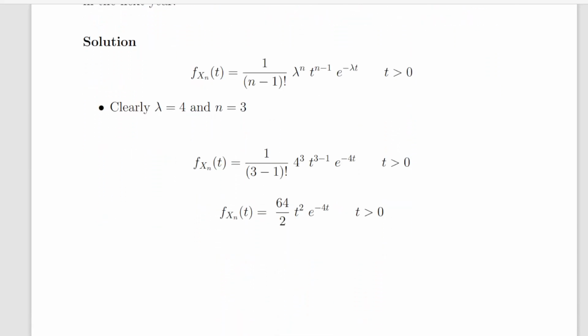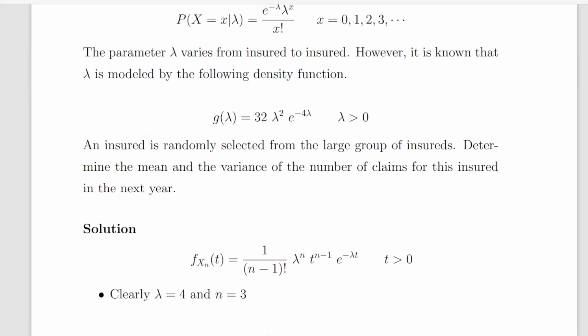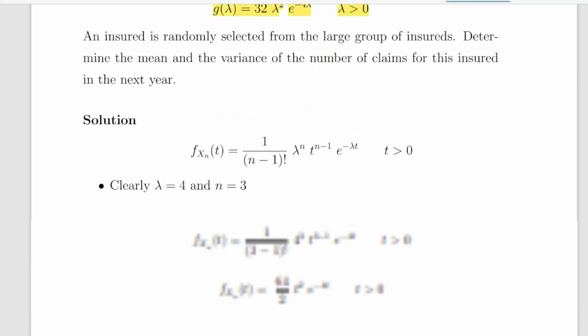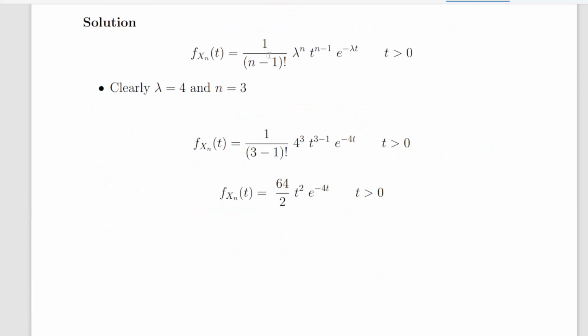Okay, so what we have to do there is check that this random variable lambda, does it have a gamma distribution? Okay, so obviously it does, because that's the whole point of the question, but what we have to do is double check it there. So g of lambda equals 32 times lambda squared times e to the minus 4 lambda, where lambda is greater than 0. Okay, so this is the probability density function of the gamma distribution here. I probably should have written that in, but this is the gamma distribution essentially.